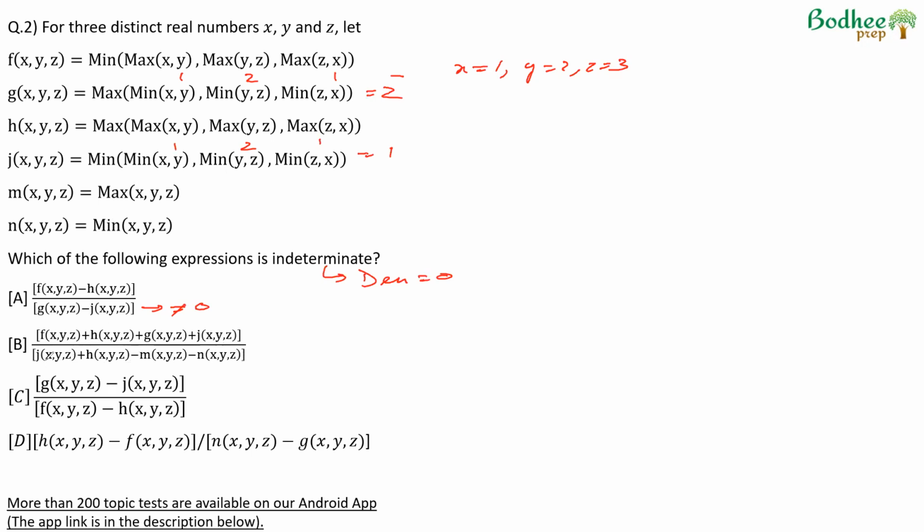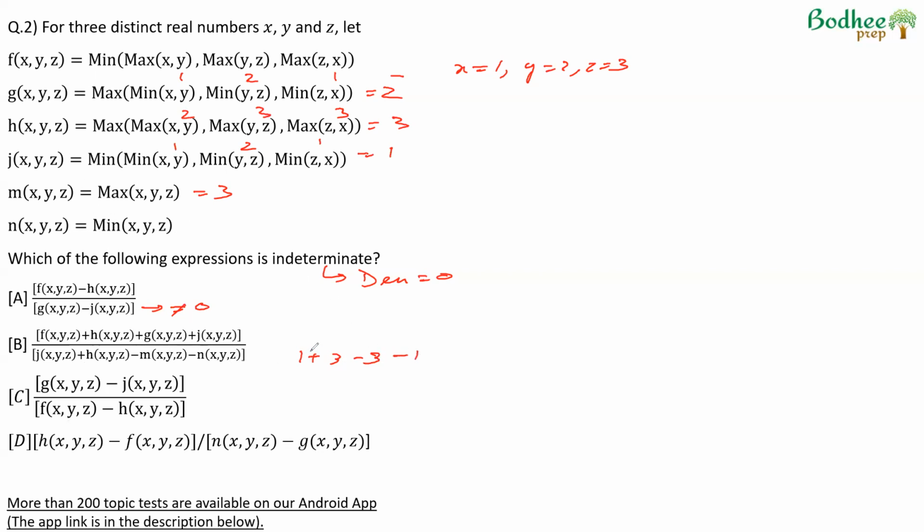If you look at option B, g of xyz, which is giving me 1, plus h of xyz. h of xyz is max, max, max. So 1 and 2 max will be 2, 2 and 3 max will be 3, 1 and 3 max will be 3. Max of these three values is 3. So h will return 3 here, minus m. M is maximum xyz, which obviously will be 3, minus 3, and minus n. N is minimum xyz, which will be 1.